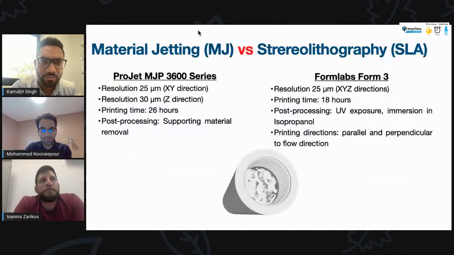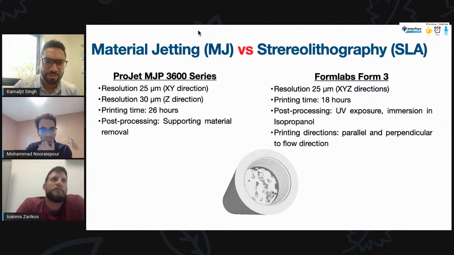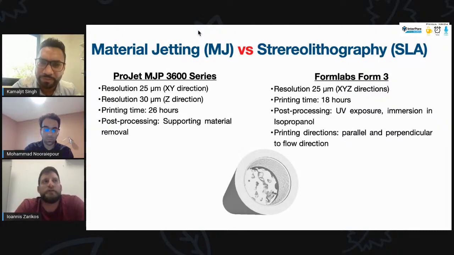Now, as I said before, we used two different techniques, material jetting and stereolithography. We used two commercial printers in this case. For multi-jet, as they call it, from the company printing, we used a Project MJP 3600. We managed to print at a resolution of 25 microns in X and Y direction for 26 hours, followed by quite a lengthy process of removing the wax.